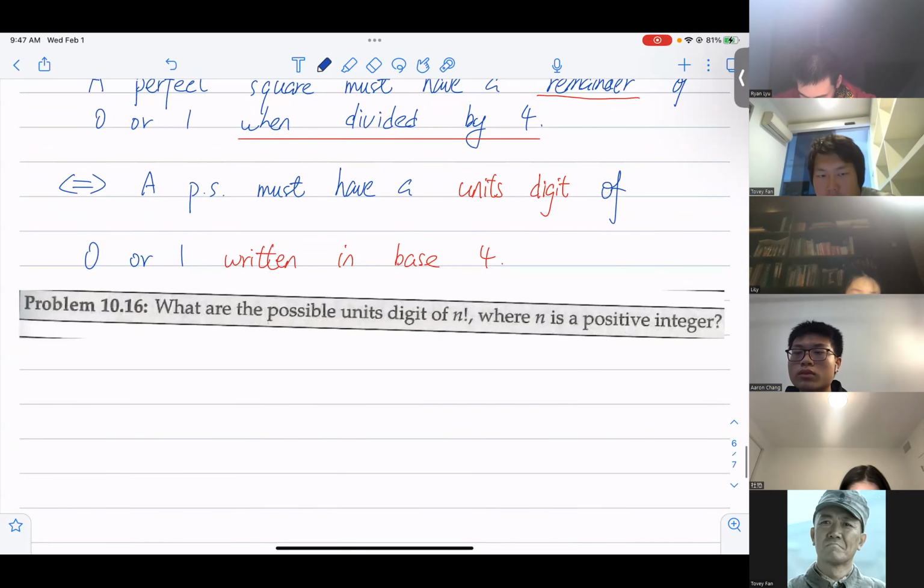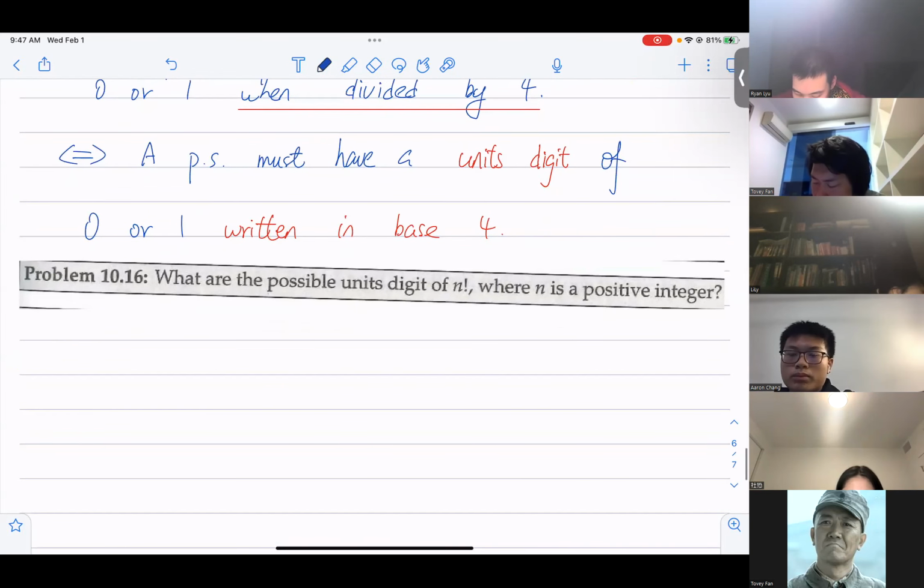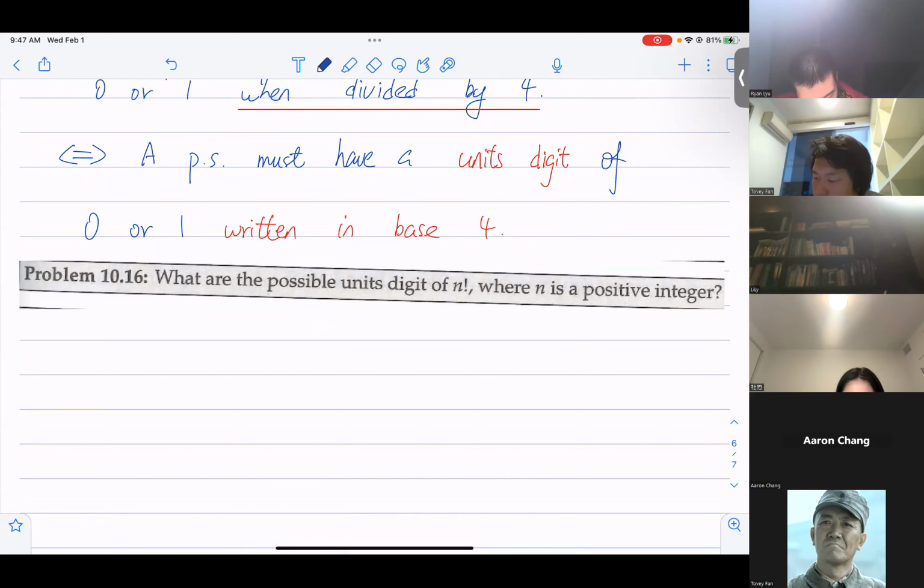This is not a famous fact, it's just a very easy question, okay? What are the possible unit digits of n factorial where n is a positive integer? Possible units digit of a factorial. Factorial is a product from 1 to that number, right? So it shouldn't be hard. We start from 1, right?